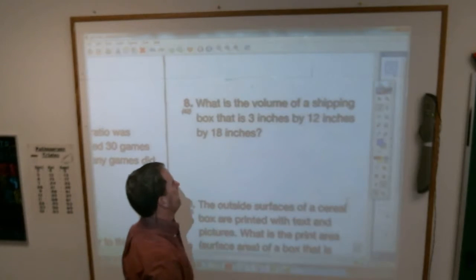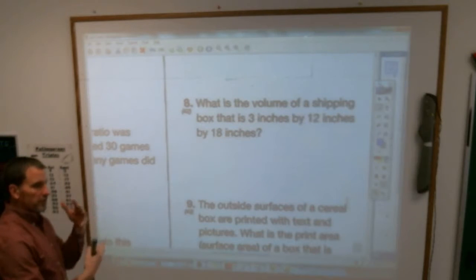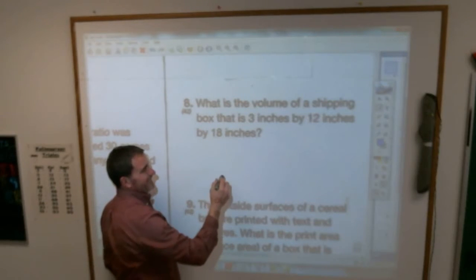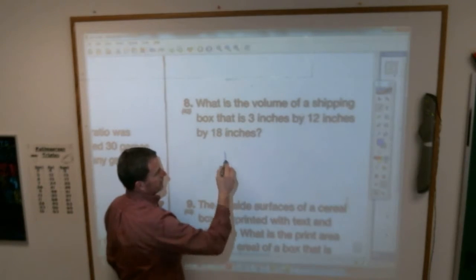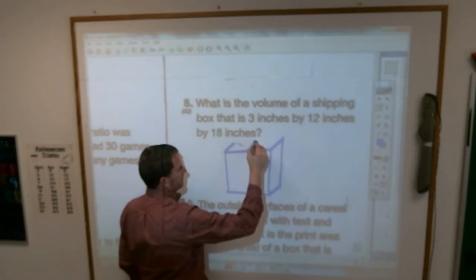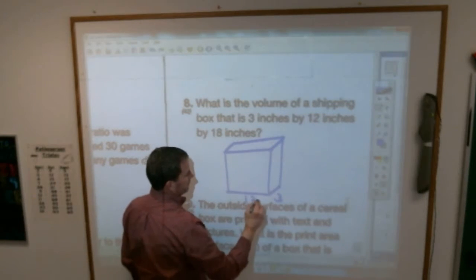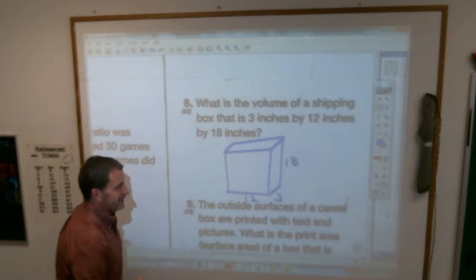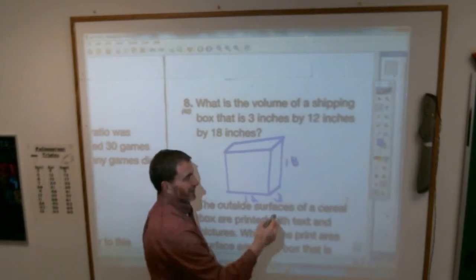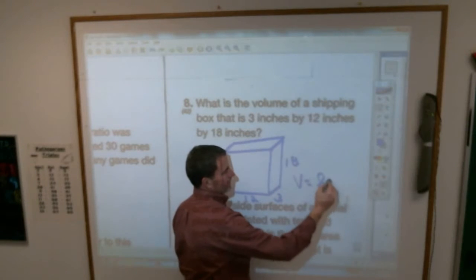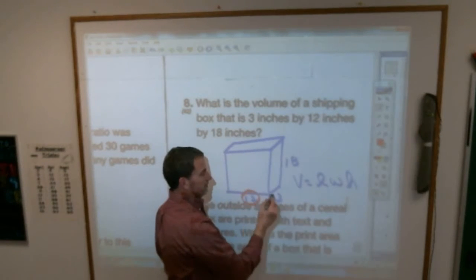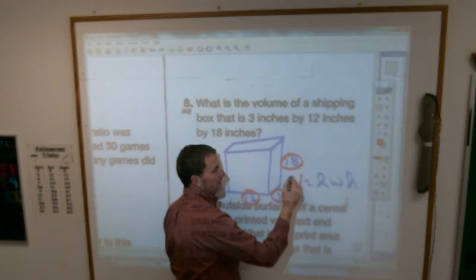Now, look at this one is the volume. Remember, the other one was how much you could print around the outside. That was surface area. This is volume. It's 3 by 12 by 18. You can draw it any way you like. It still kind of looks like a cereal box. 3, it doesn't matter, by 12 by 18. And it is a rectangular prism. And you should smile at that because that makes life very easy, because the volume of a rectangular prism is just length times width times height. All you are doing is multiplying the three dimensions together, and that will give you its volume.